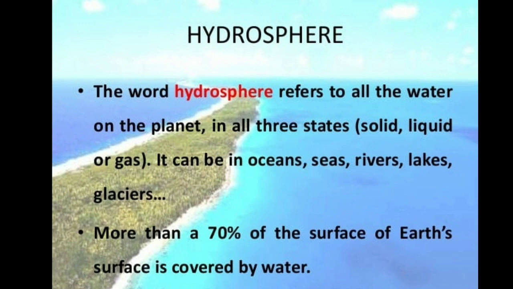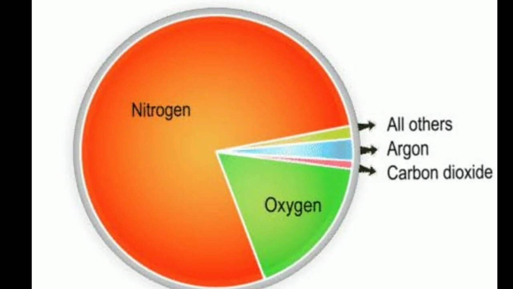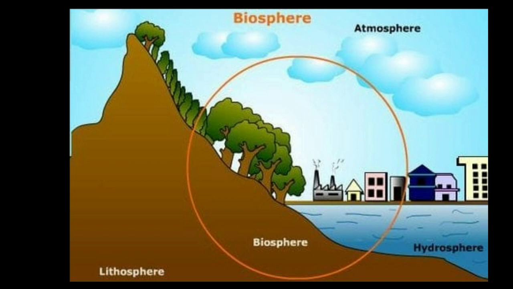Now third is atmosphere. Atmosphere is the thin layer of air that surrounds the earth. It comprises various gases like oxygen, nitrogen, carbon dioxide, etc. Now the fourth is biosphere. Biosphere is the narrow zone of earth where land, water and air interact with each other to support life. Biosphere is also the place where all living creatures live. Not only live but use various spheres also, like we are using lithosphere, hydrosphere and atmosphere. So these were the four major domains of natural environment, that is lithosphere, hydrosphere, atmosphere and biosphere.